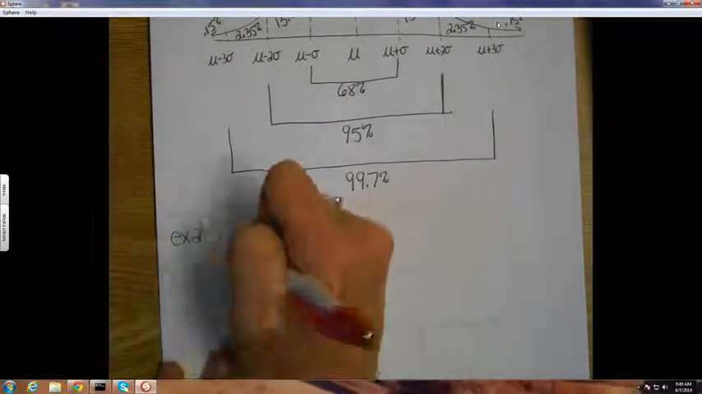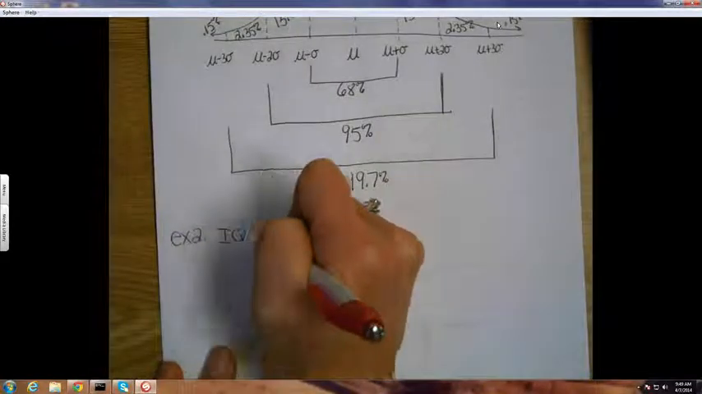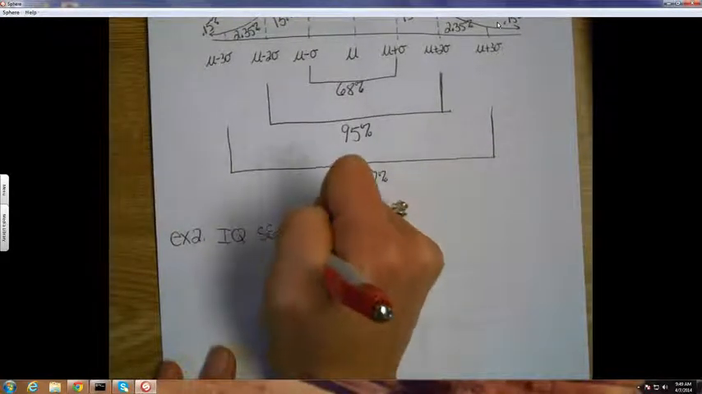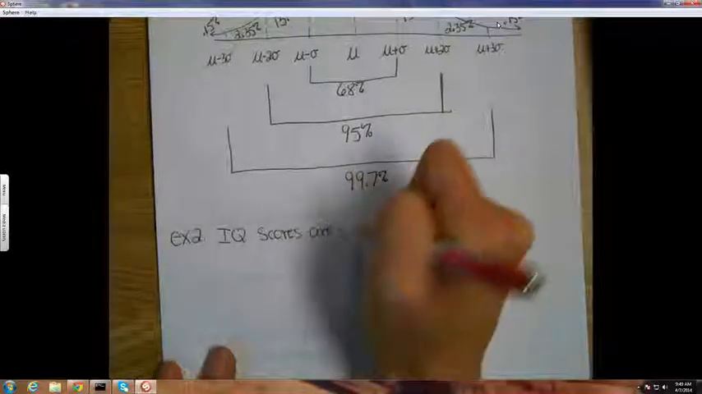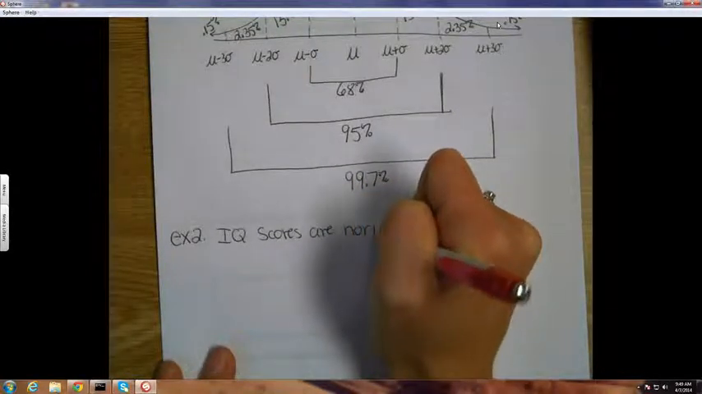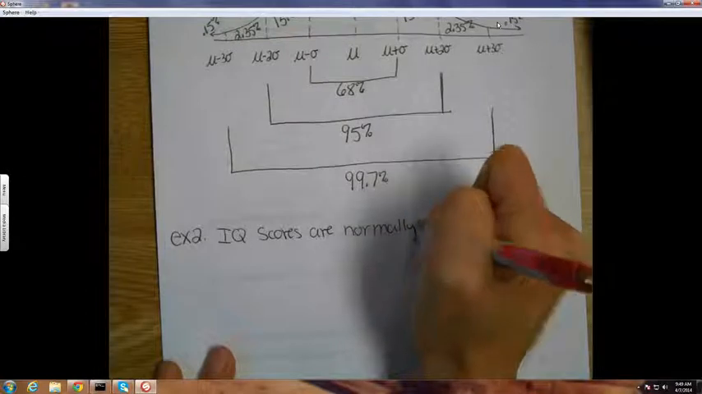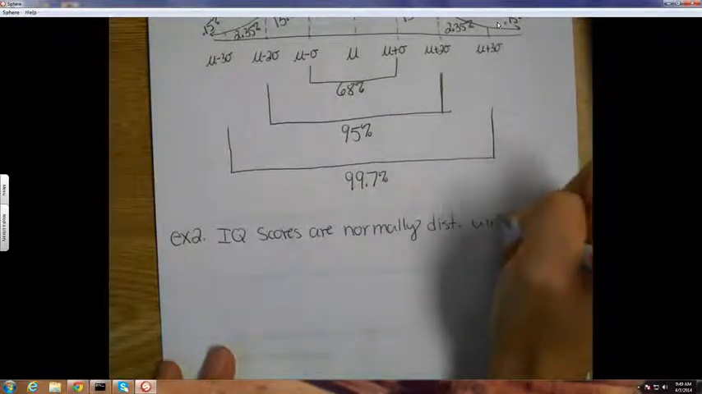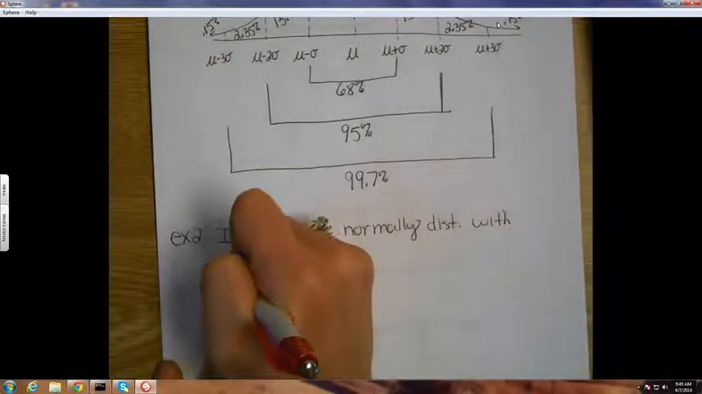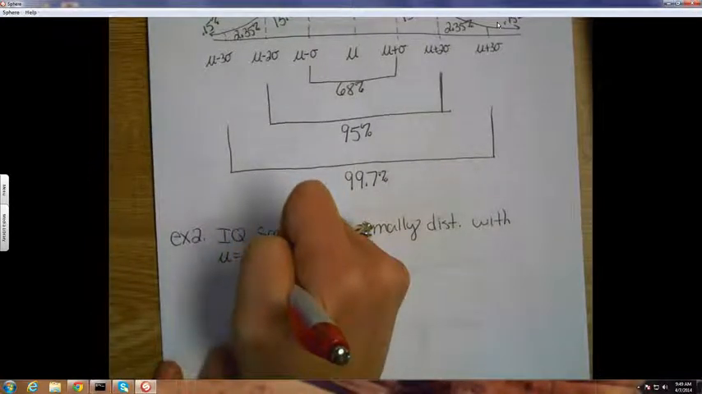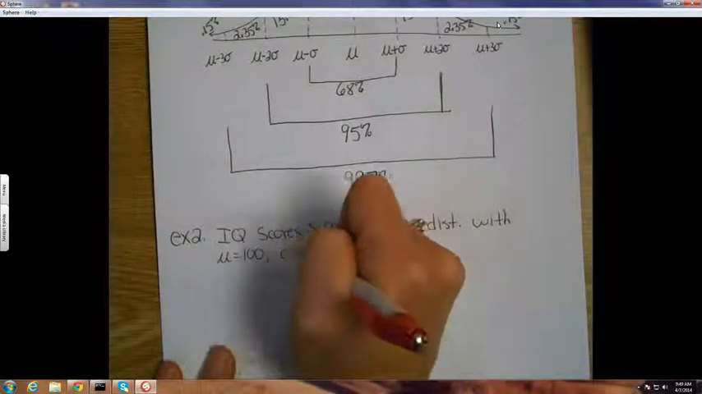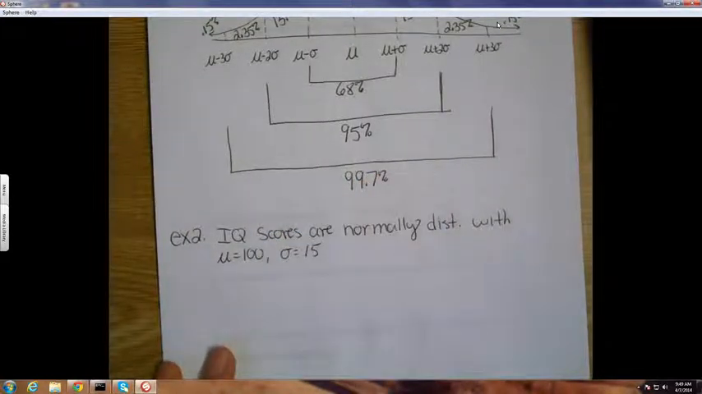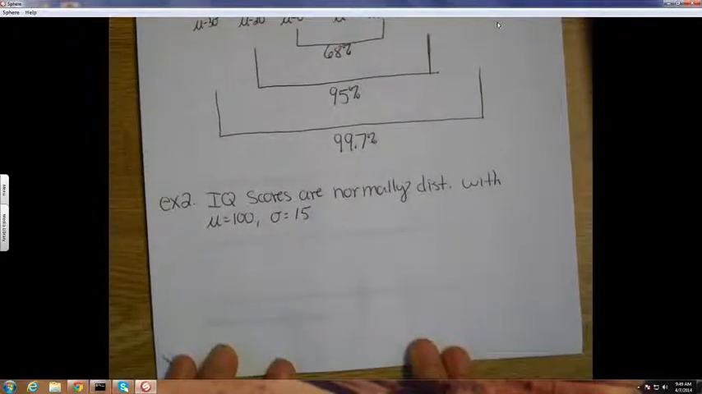Okay. IQ scores are normally distributed, with a mean score of 100 and a standard deviation of 15 points. I want you to sketch the normal curve and give the 7 key values.